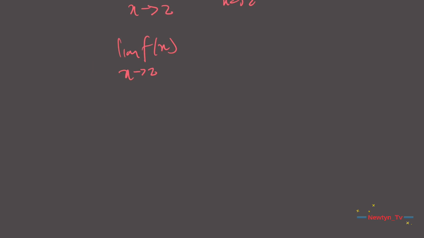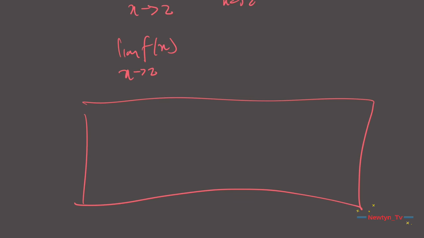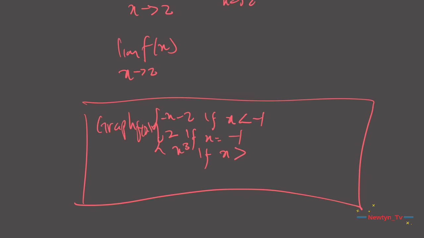So you can try this on your own. So just graph f of x equal to negative x minus 2 if x is less than negative 1, and 2 if x is equal to negative 1, and the last one is x cubed if x is greater than negative 1.